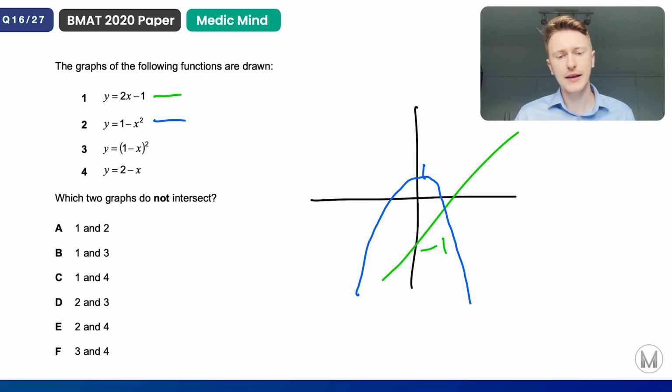Looking at graph number 3, we've got 1 minus x all squared. Now you may not know off the top of your head what this one is, but if you imagine expanding out those brackets, that minus x being squared is going to eliminate the minus. So this is an upright x squared graph with an intercept of 1, but a bit more complicated because it's also going to have an x term within it.